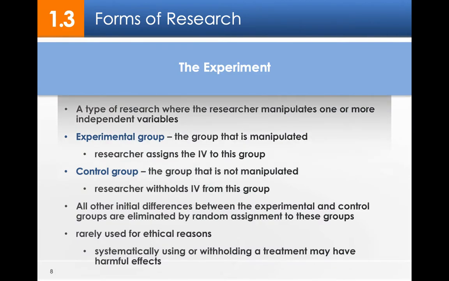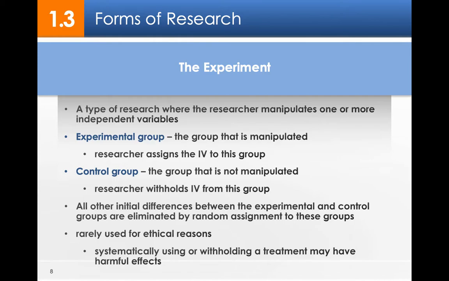Research can take different forms. The experiment is probably something you're familiar with from taking science classes in high school. Generally this is a type of research where we're manipulating one or more independent variables. We will have an experimental group, a group that is being manipulated, and the independent variable is assigned to this group. The control group is not being manipulated, and we withhold that independent variable from this group. All other initial differences between the experimental and control groups are eliminated by randomly assigning people to the groups.